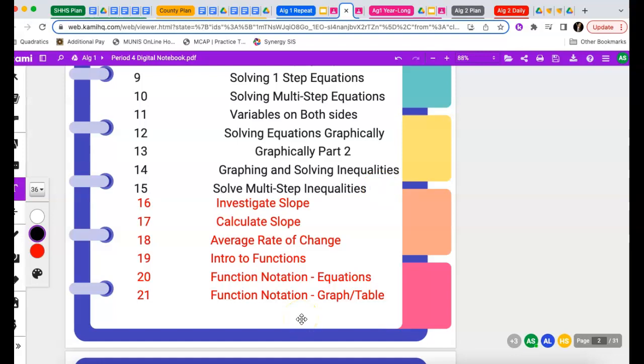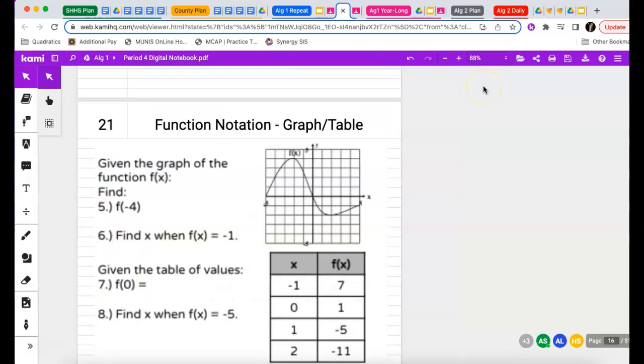Hey guys, in this video we're going to go over page 21 notes, function notation, graph/table. Go ahead and add page 21 into your table of contents and I'll give you the page to tape down. Okay, we're going to go ahead and get started with page 21.